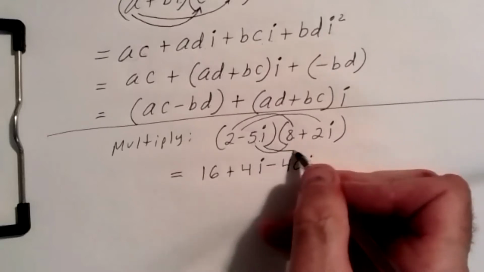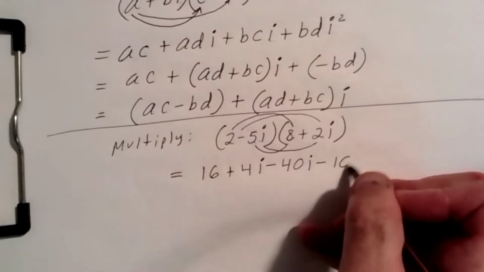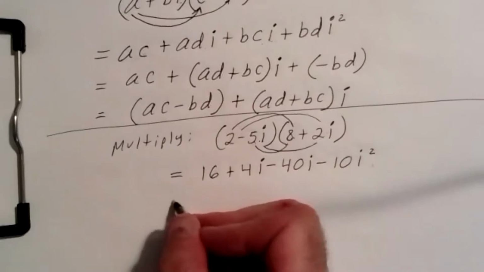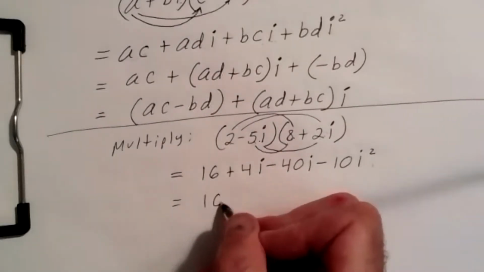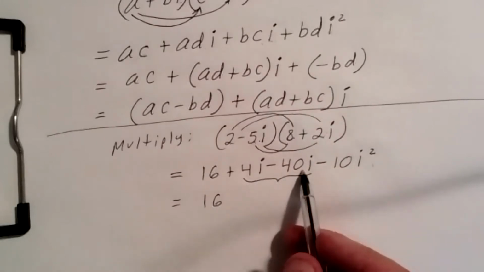And what's negative 5i times 2i? Negative 10i squared. Yeah, don't forget i times i is i squared. We want to simplify this, ladies. Don't leave this looking this way. We got 16. These are like radicals. They need to be combined. What's 4i subtract 40i?